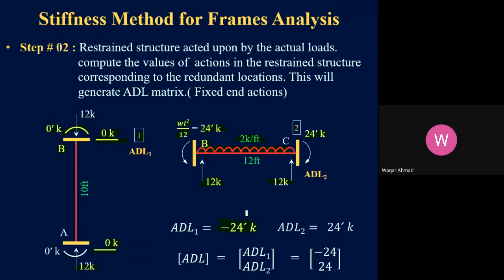Okay. What will be the ADL2 value? The ADL2 value will correspond to the location number 2, as the displacement was the rotation there, and the action corresponding to displacement is a moment. That's why we will only pick the moment values here, okay? Only the fixed end moments we will be picking. So now the ADL2 will be the fixed end moment corresponding to this location number 2, and which is clockwise. So this is positive 24 kip-ft. So now this becomes my ADL matrix.